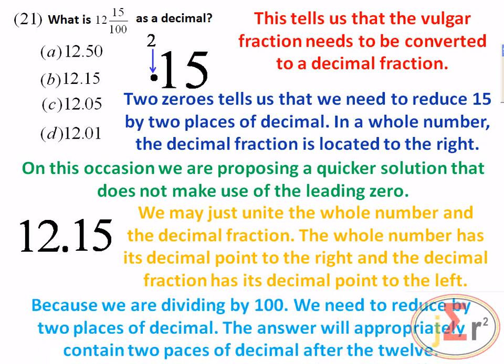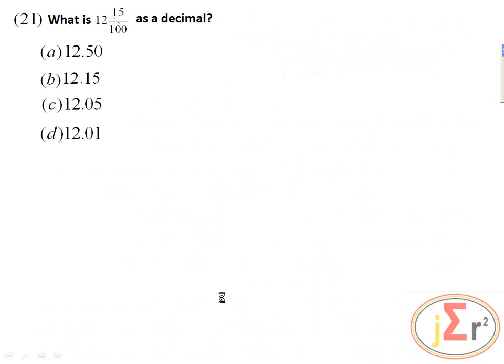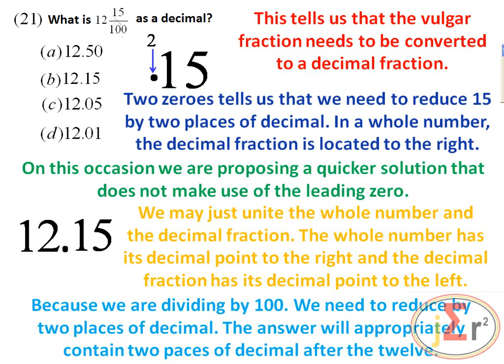Because we are dividing by 100, we need to reduce by 2 places of decimal. The answer will appropriately contain 2 places of decimal after the 12. So because we have 2 zeros in our divisor, which is a power of 10, we are sure that after writing 12, we will need 2 places of decimal. We therefore did not even need to go through this process. We just throw them in as we have them right there.